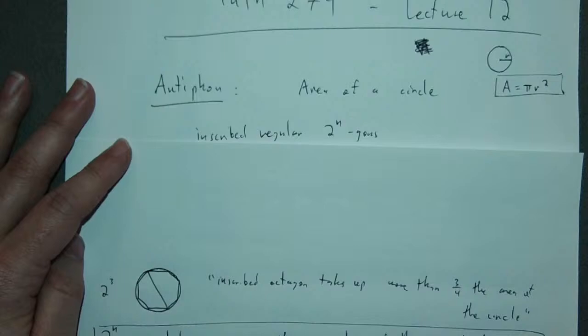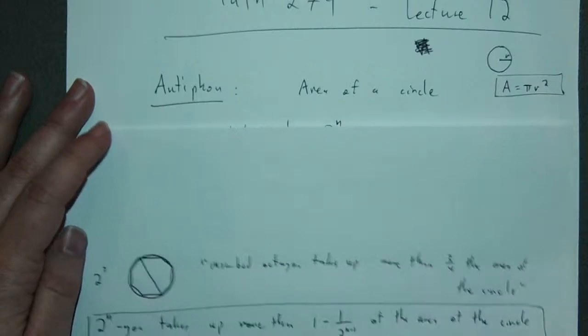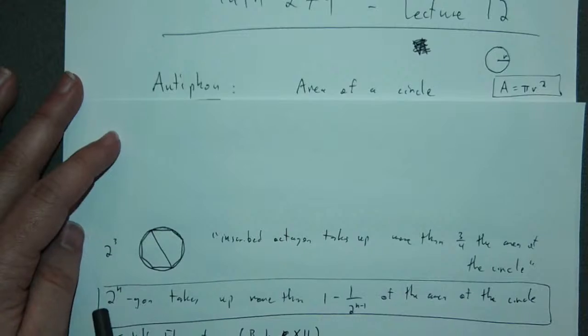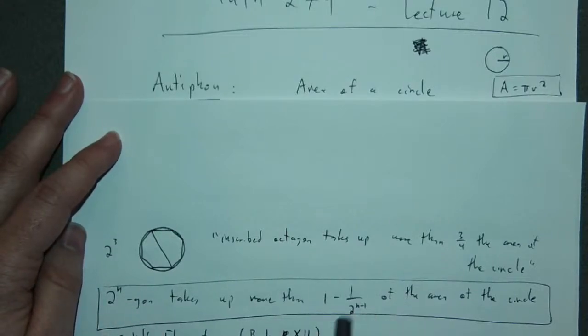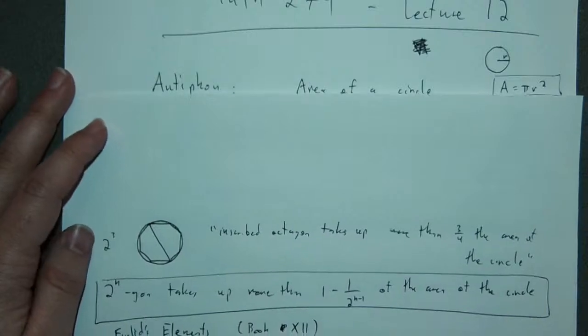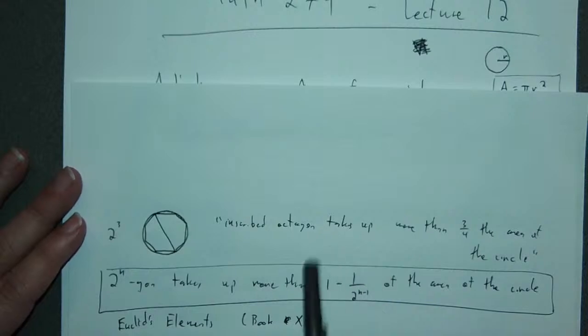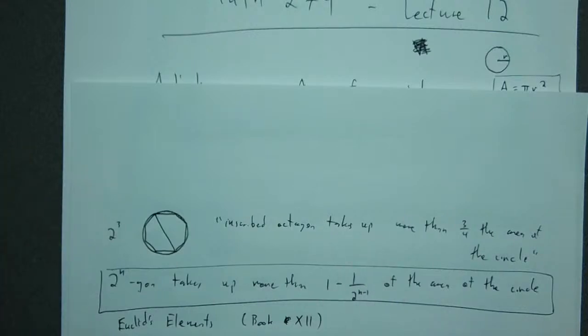And this is that method of exhaustion bit that I mentioned before. An inscribed regular 2 to the n-gon takes up more than 1 minus 1 over 2 to the n minus 1 of the area of the circle. This was written out for the first time, explicitly, in Euclid's Elements. But this was something that was basically begun by Antiphon. This was the idea.